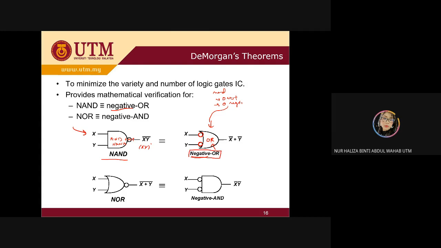Let's take a look at how this one works. Okay, we have this part. X meets the NOT gate, and this is the output, X bar, because this one is NOT. Then we meet an OR. Then we put first X plus. We have another NOT here, Y and Y bar. So this is the output for this negative OR.